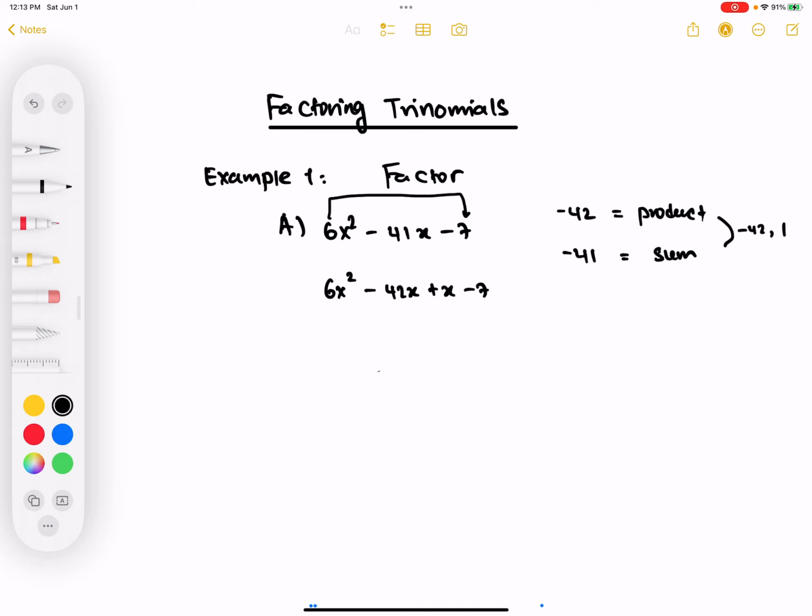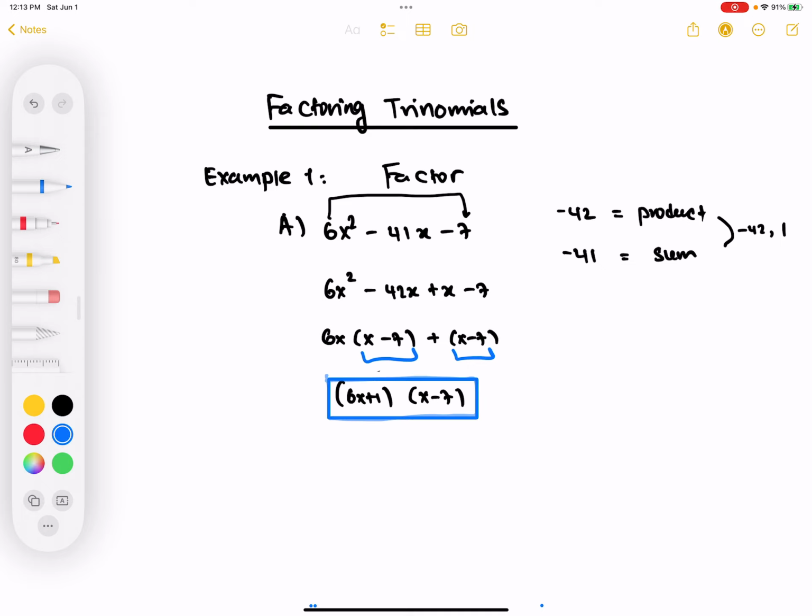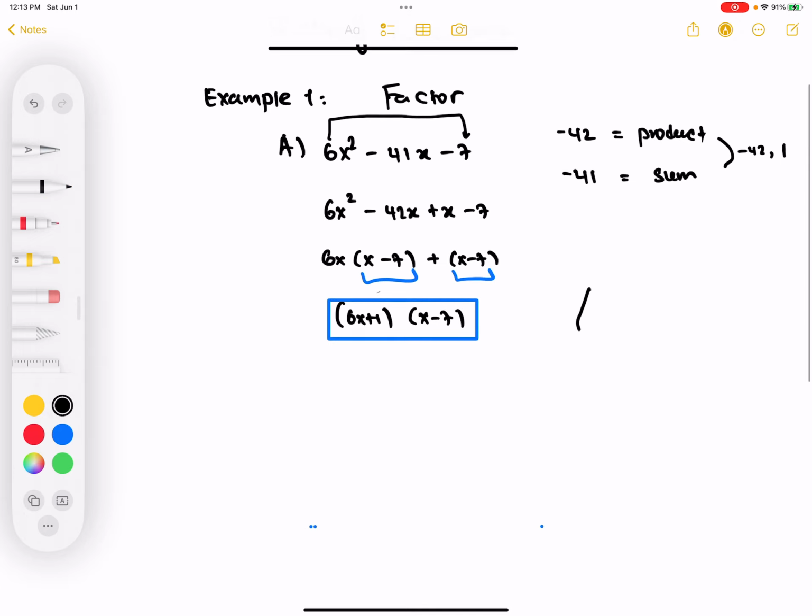If you look at the common factor between 6x squared and 42x, it is 6x, leaving x minus 7. For the second one, it is x minus 7. Look at this one. This is again a common factor. Then we can write this one as 6x plus 1 multiplied by x minus 7. So we just factored it out. You see? So let's see the second example.